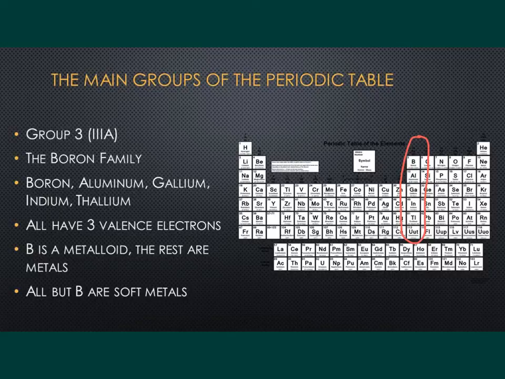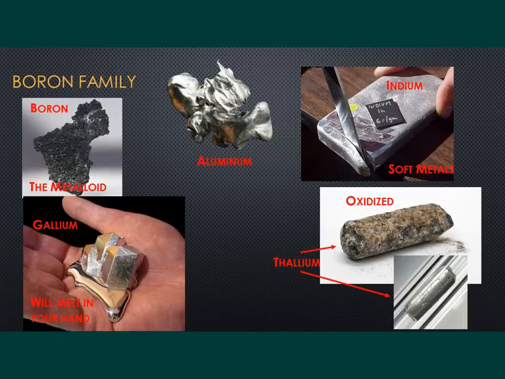I'm going to talk about all of these groups here in just a moment, and why I'm not explaining what kind of ions they form. Here are some examples of the boron family, and I'm showing you the examples because these are kind of fun examples. Notice, again, these are soft metals that you can cut with a knife.